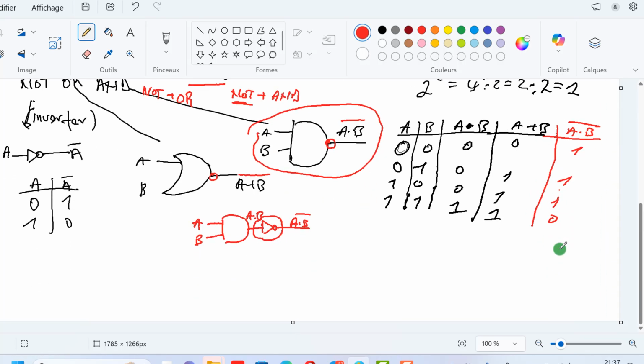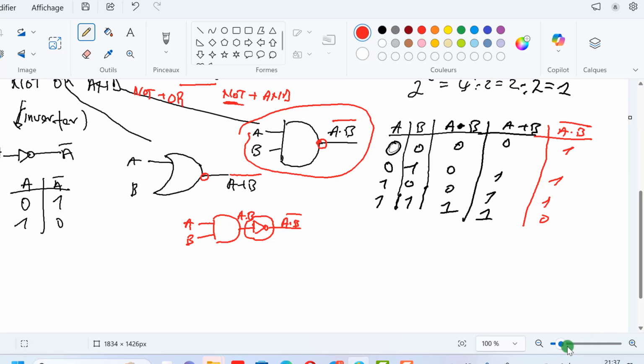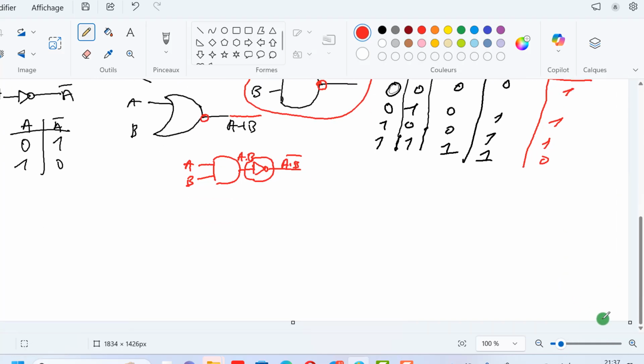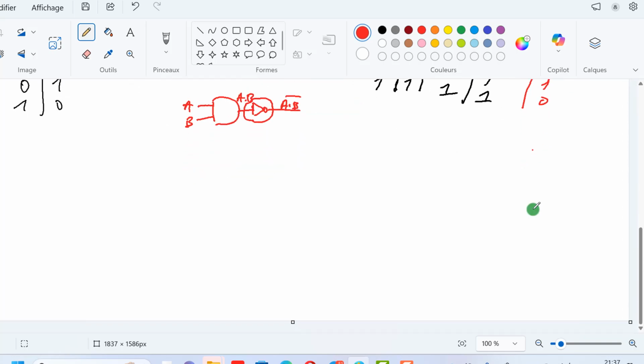Let me take the last case. Let me just increase this first. Okay, the last case here is the XOR gate. So now you realize the XOR gate is completely different from NOR and from NAND. There is no N here. XOR here simply means what? Exclusive OR gate. That is the full meaning here.